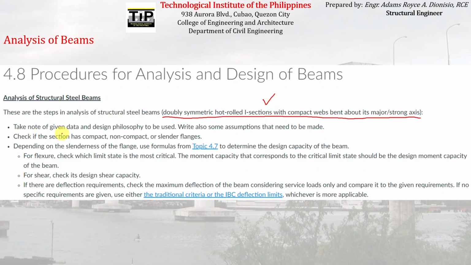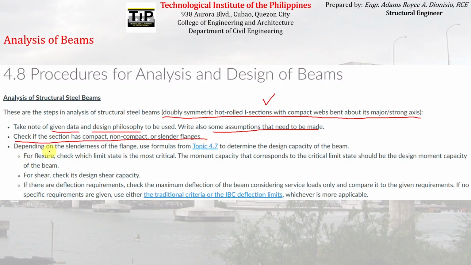So you have to remember that we are just limiting our discussion to that. First, you have to take note of the given data, obviously, and then the design philosophy, whether the question has to use ASD or LRFD. Also write some assumptions that need to be made in order to analyze the given problem. And then after that, check if the section has compact, non-compact, or slender flanges. You have to use the different formulas that we have used a while ago for the compactness of the section components. You can also see those formulas in the code, in the corresponding section that I mentioned a while ago.